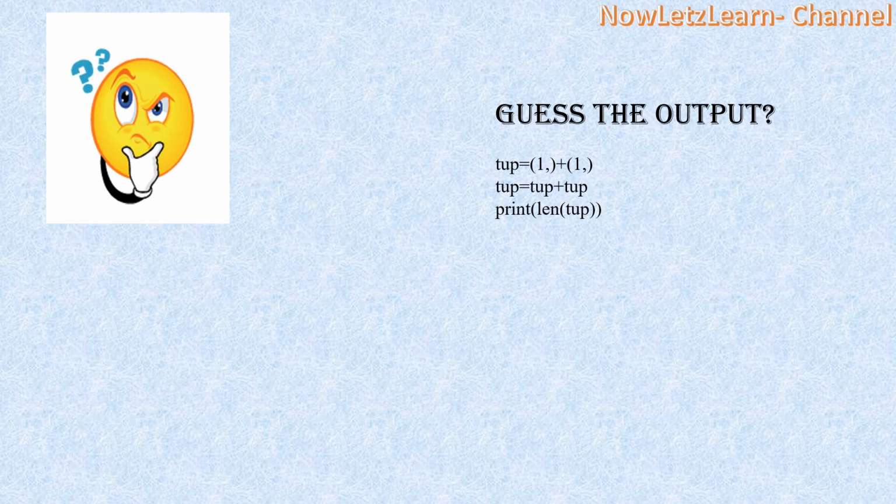Okay, interesting. So by now you know that 1 comma means it's a tuple, right? So tup equals 1 comma plus 1 comma means in the tup variable we have two elements, 1 comma 1, and it's a tuple. Then in the second line, I'm adding the same element twice, so tup comma tup. What do you think? And then we're checking the length of tup. Will it be an error?